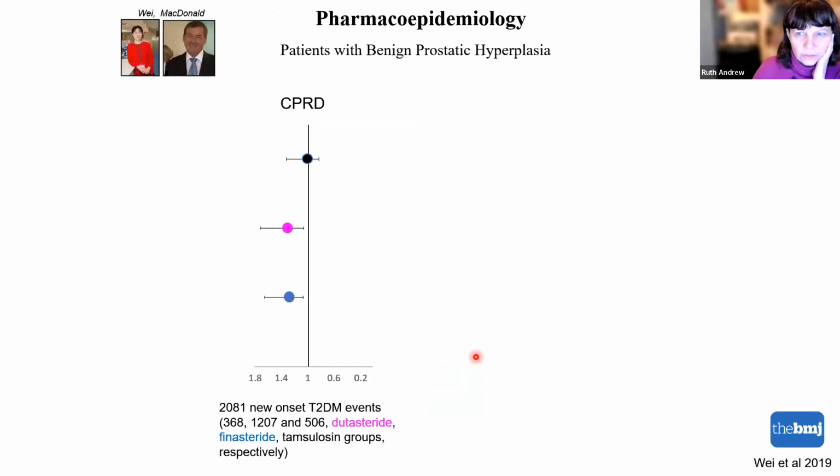And this shows you that we actually found an increased risk of diabetes. So this is our CPRD database. One would be no change in the risk of diabetes, which is what we see for tamsulosin up here. But actually both the 5-alpha reductase inhibitors caused a deflection to the left here of the risk of diabetes. It's roughly about a 30% change. So it's significant over a 10-year period that there's an increased risk of diabetes in this group.